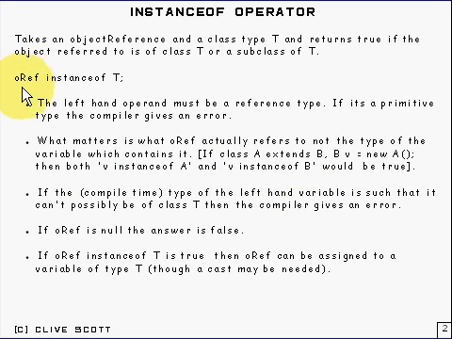Now, if the compile time type of the left-hand variable, this reference over here, is such that it can't possibly be of type T, then you'll get a compiler error, and I'll cover the sort of situations when that can arise shortly. And if the reference, by the way, is null, then the answer is false. And if this turns out to be true, then what it means in effect is that what you've got on the left-hand side here can be assigned to a variable of type T, though of course you might have to use a cast to do it.